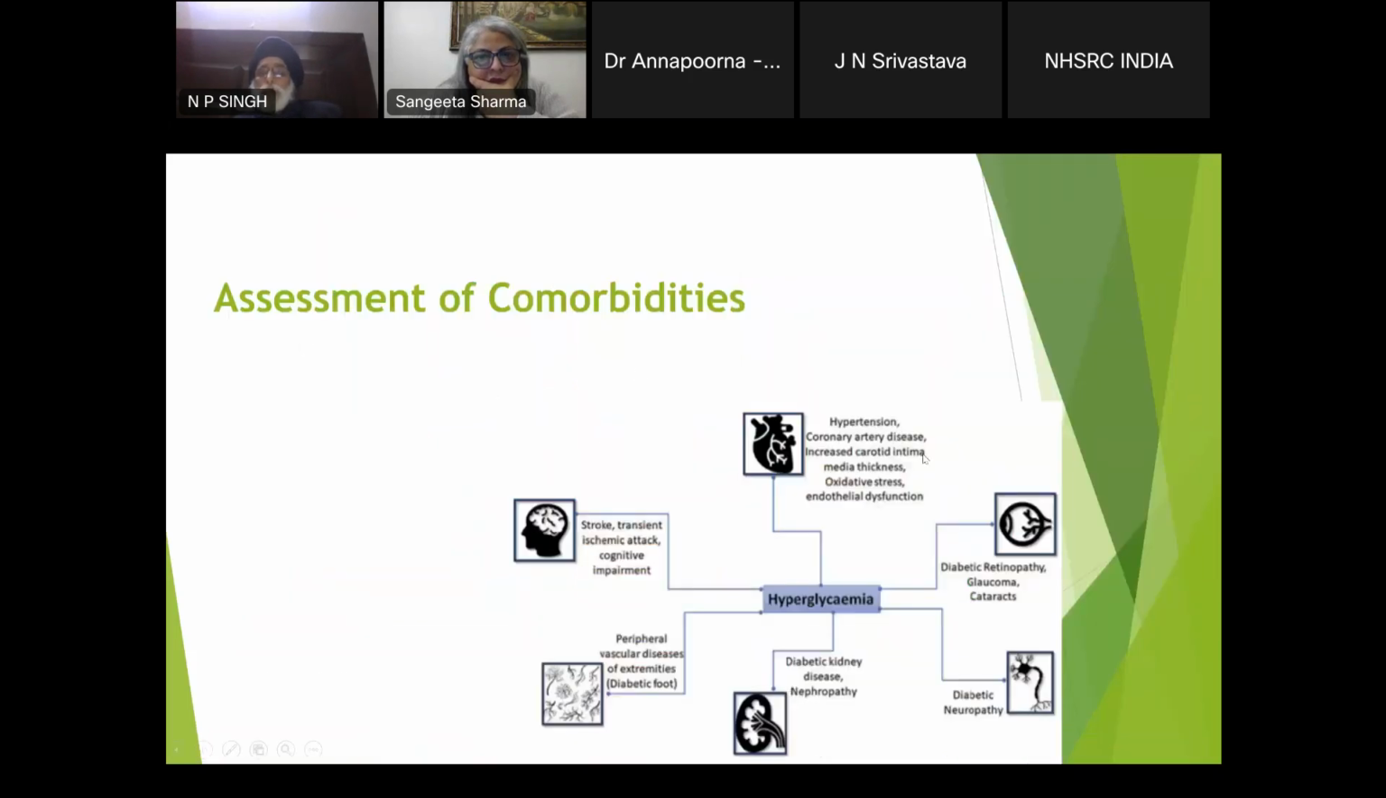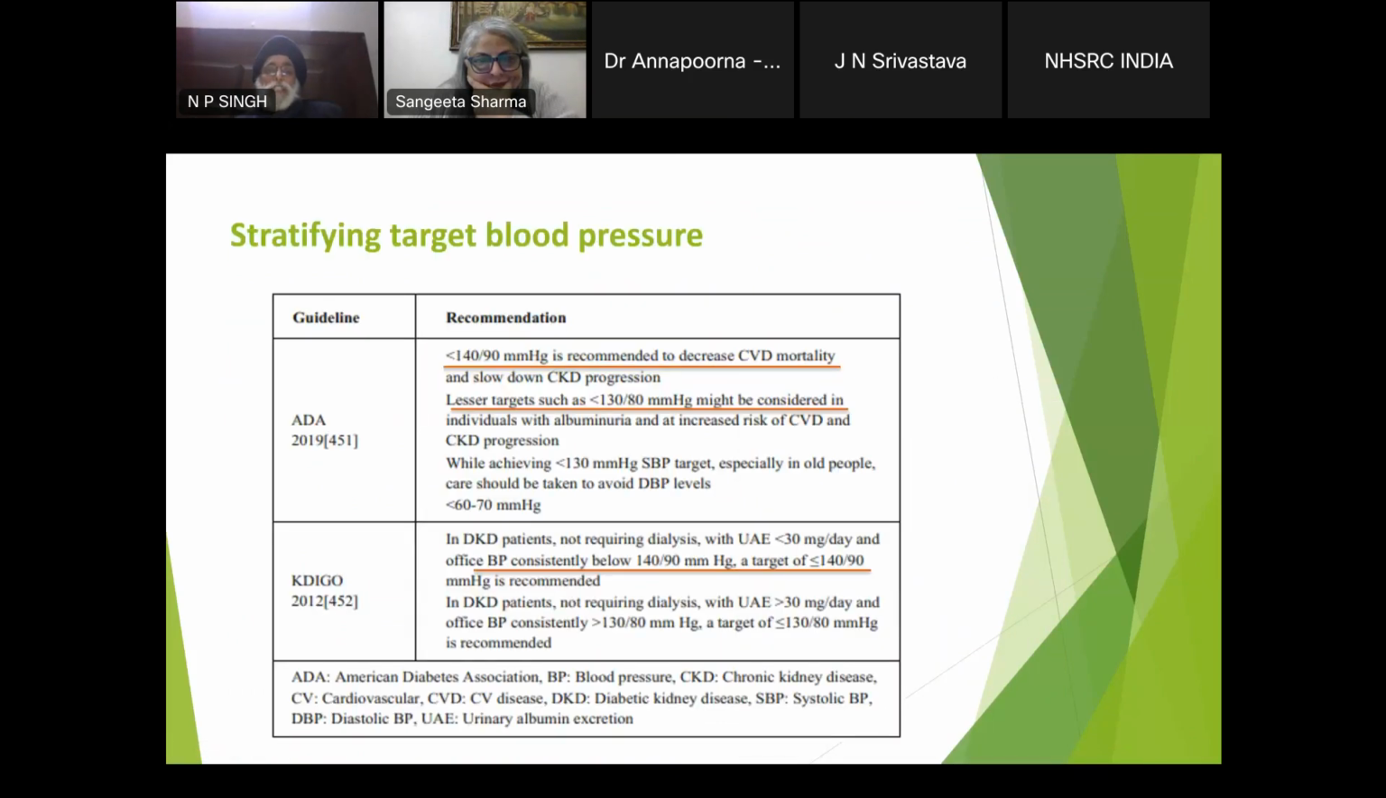So it is important for us not only to manage diabetes, but to assess comorbidities. So hypertension, look for diabetic retinopathy, look for neuropathy, look for diabetic kidney disease, and look whether the patient is likely to have cognitive impairment and stroke or not. So these are some of the targets to treat blood pressure in such patients. We have to reduce the blood pressure to less than 140/90, and if the patient has proteinuria, then the reduction is much more stringent.